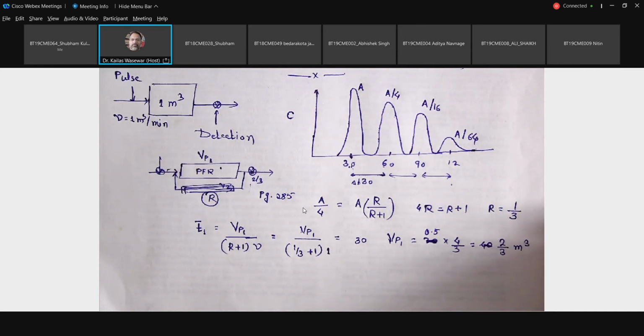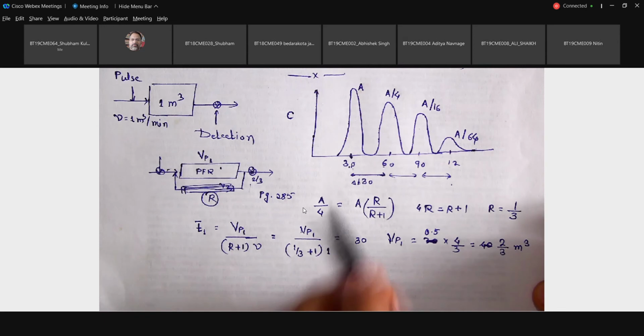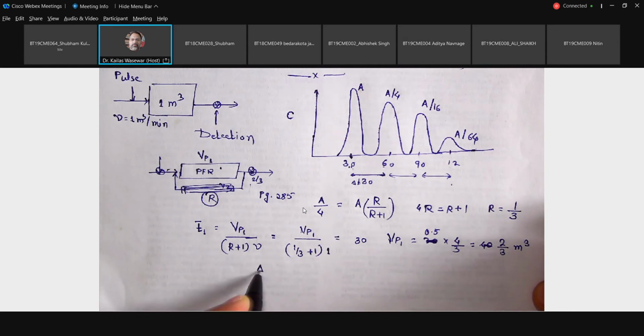But what about the other volume? Now the other volume we can get from this particular one. Delta T is equal to VP1 into R plus 1.